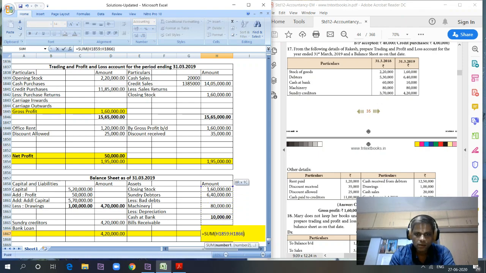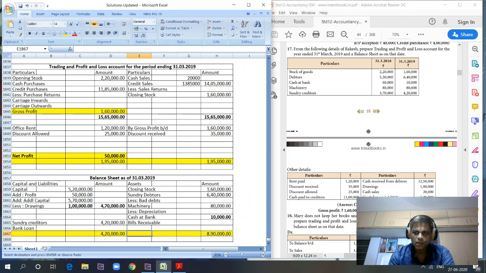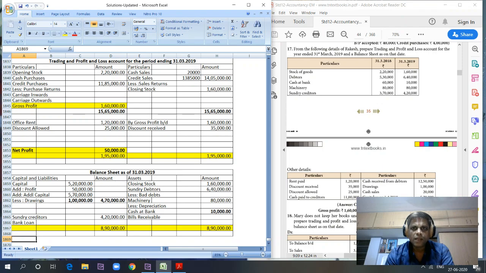Just check one more time whether we have updated everything or we have missed any information. The total of the balance sheet is equal to 8,90,000. Please practice this question because this covers almost every aspect of the basics. So we have prepared trading and profit and loss account. We have identified what is the cash sales, what is the credit sales, what is the gross and net profit, and the balance sheet as well, right? So please practice this question.